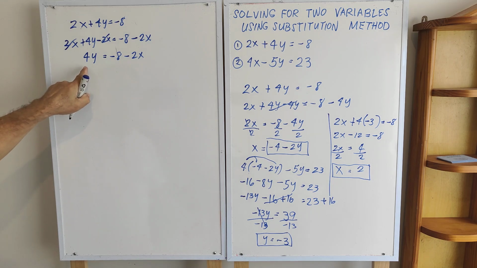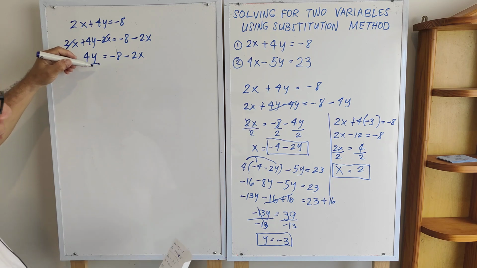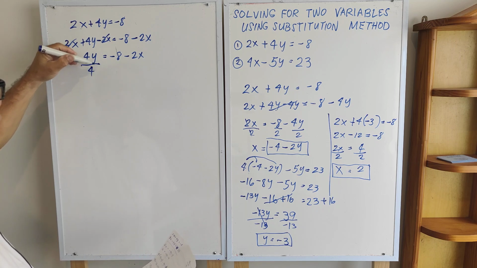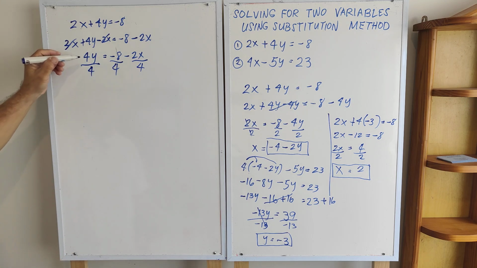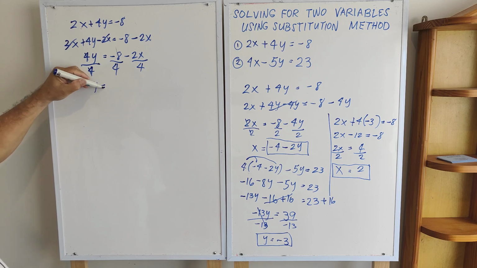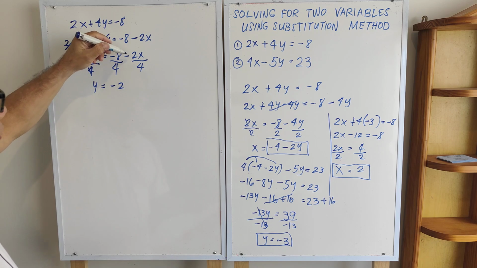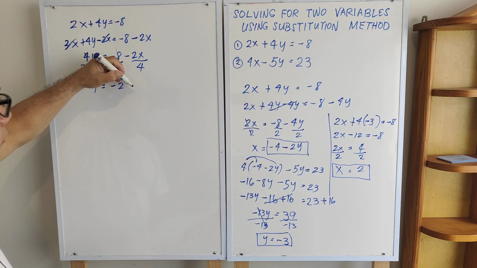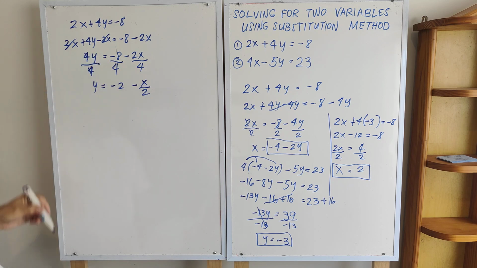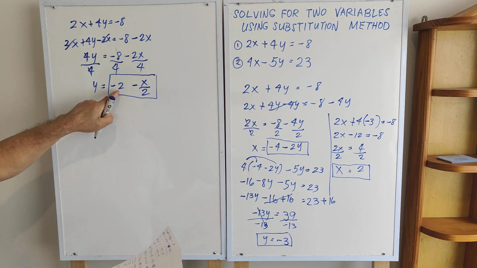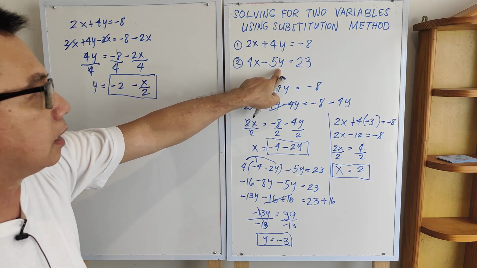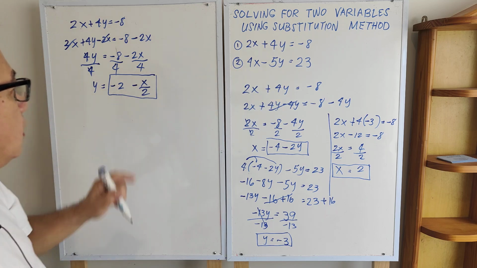So we want to remove 4. So we divide by 4. This one will have to be divided by 4. This divide by 4. So this cancels out. Y is equal to negative 8 divided by 4 is negative 2. Negative 2x divided by 4, we will have negative x over 2. Now we have a value of y. This is the value of y. We will substitute it to the second equation. We will replace this y with this one.